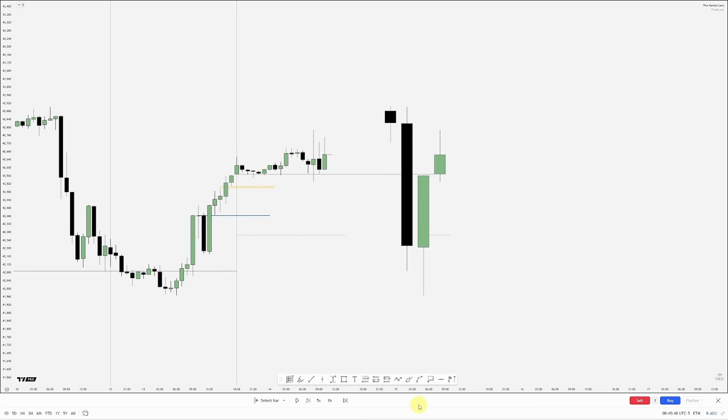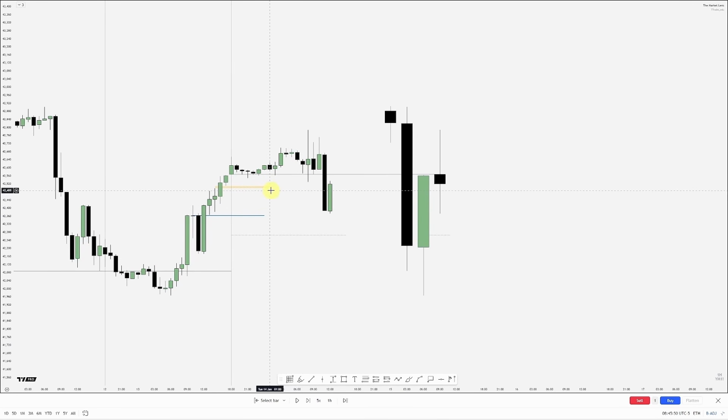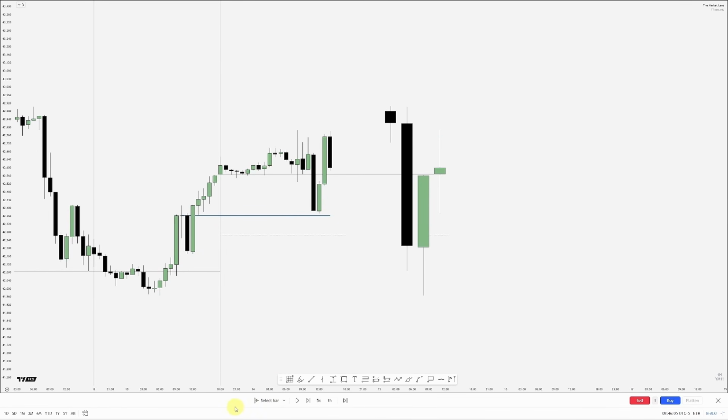You can see we are consolidating, and there we get a move into that fair value gap. And I ask myself, is this fair value gap respected? No, it is not, so I could pretty much ignore it. And now we are down near these opposing candles, so if I'm looking for price to trade higher, I'd want to see it do that there.